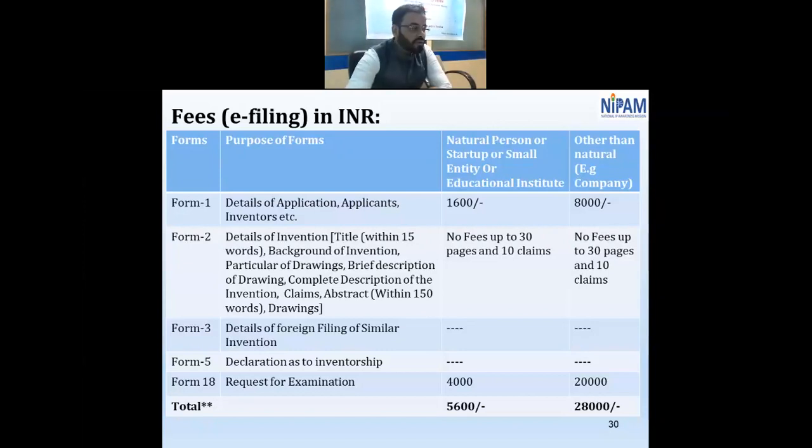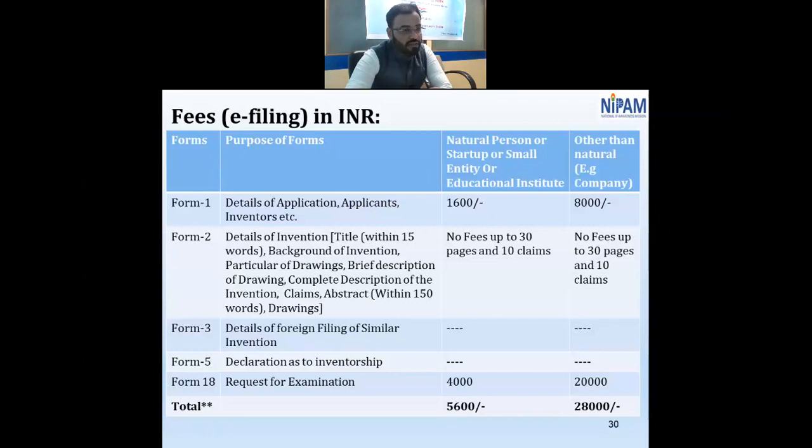Request for examination, I told you, is also very mandatory, without which your application will not be examined. For an individual, the request for examination fee is 4,000 rupees. For corporates, the request for examination fee is 20,000 rupees.